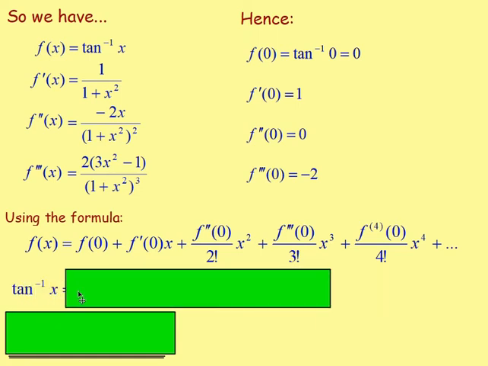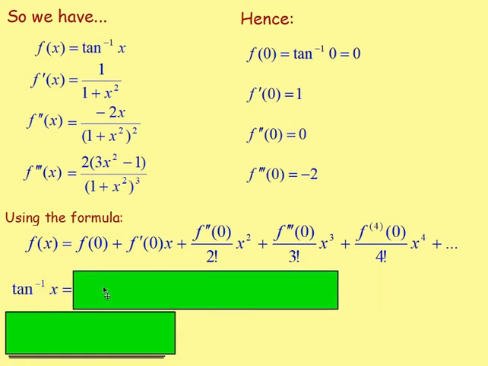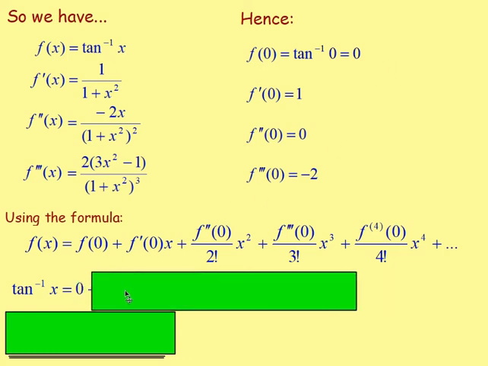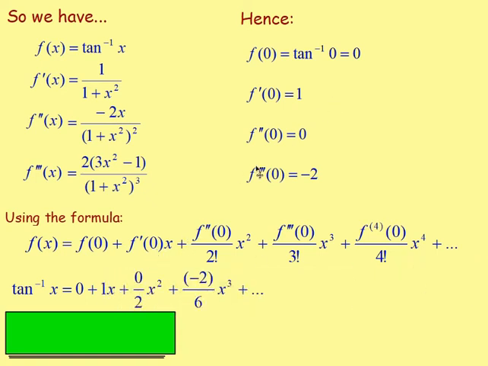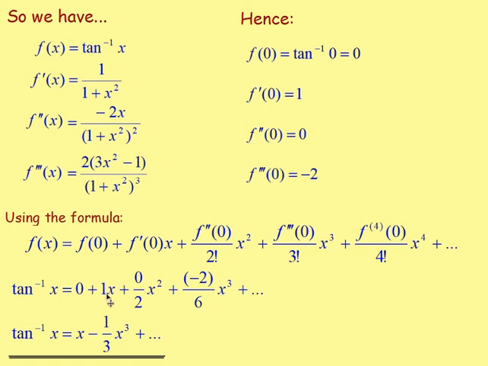So our function was tan to the minus 1 of x, inverse tan of x, equals f of 0 is going to just be 0, plus f dash 0 times x is going to be 1 times x. You're going to then have 0 over 2 factorial, so 0 over 2 times 1, which is 0 over 2 times by the x squared, and then you would have negative 2 over 3 factorial, 3 times 2 times 1, so it's negative 2 over 6, multiplied by the x cubed. Tidy that up and you end up getting x take away 1/3 x cubed, and that there is your answer.